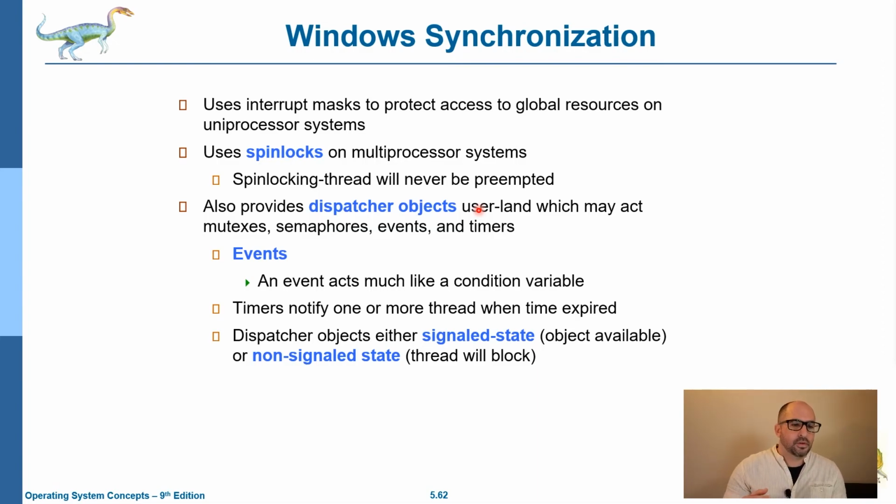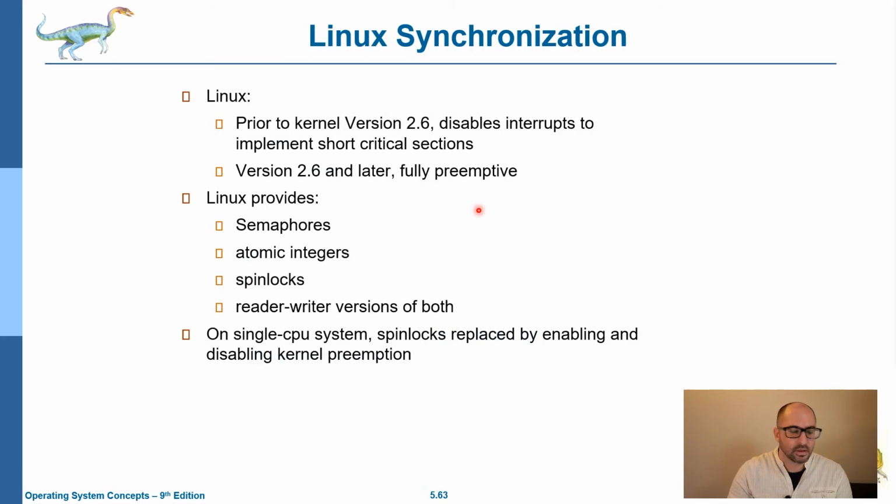So there are then dispatcher objects, which are userland variables that provide mutexes and semaphores, and they may use spin locks or mask interrupts to do so. But again, we don't really have access to the kernel. We have access to the API, so you can take a look at the API and the mention in the book of how that works.